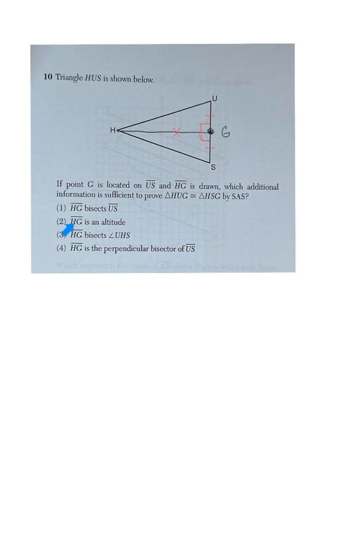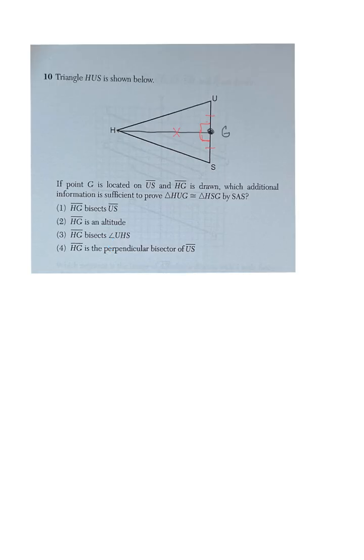Now let's look at this one. HG is an altitude. Well, an altitude, I don't know if you remember or not, but an altitude is a line that forms right angles at the bottom, which this does, right? But an altitude, by definition, only forms these right angles. It doesn't tell us that GS and GU are equal to each other. So that's not our answer choice.